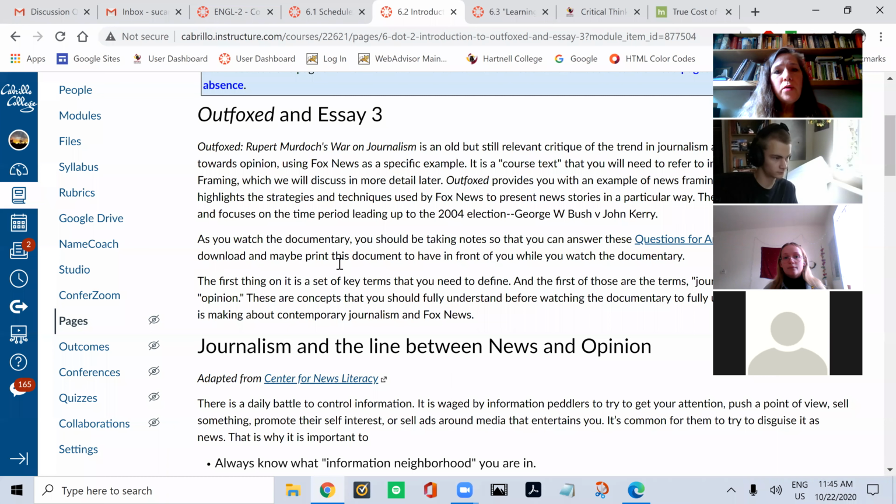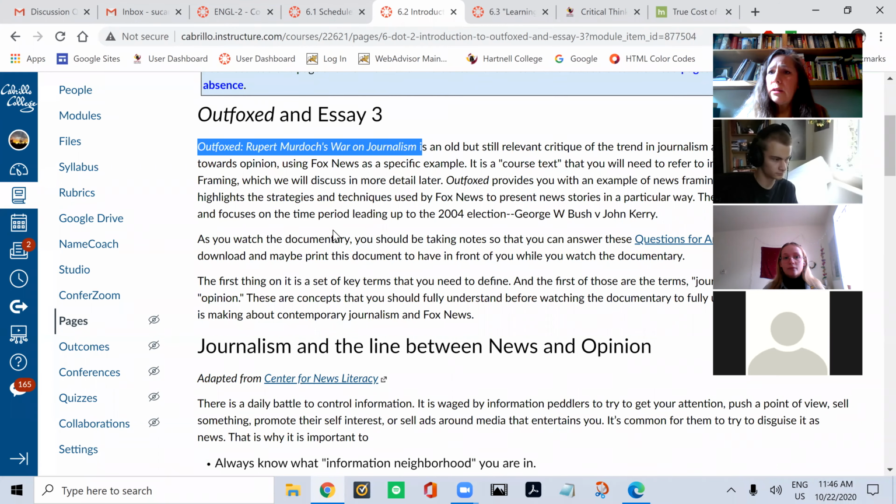Anyway, so this is a page of information. It's a lecture, introducing essay 3 and introducing this documentary, Outfoxed, which is the first course text that you'll be engaging with on the topic that essay 3 is about, which is news media. And essay 3 is going to ask you to do an analysis of news media framing. That's explained later on this page. But this first paragraph introduces the documentary, Outfoxed.